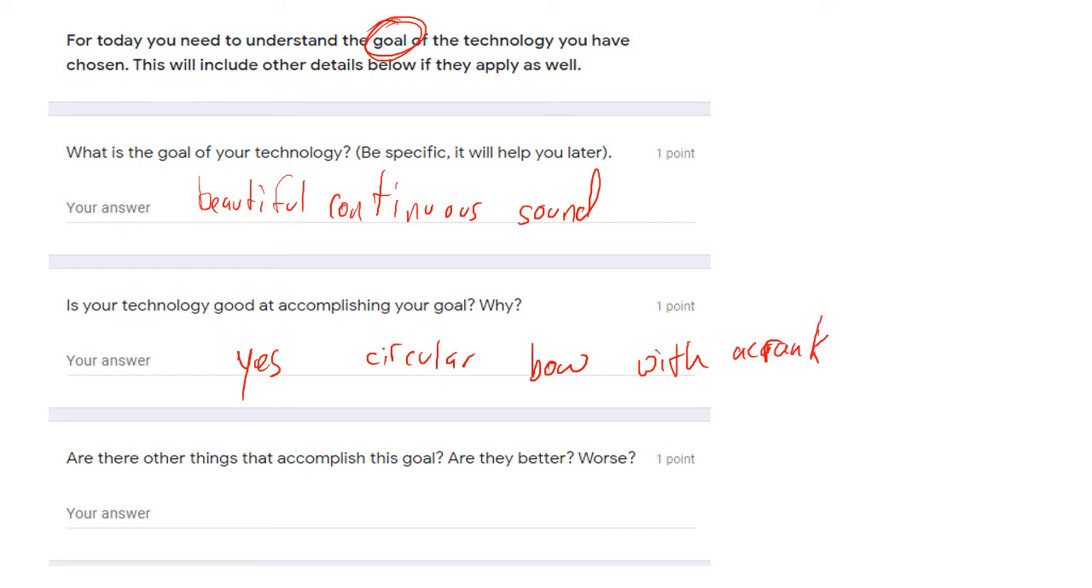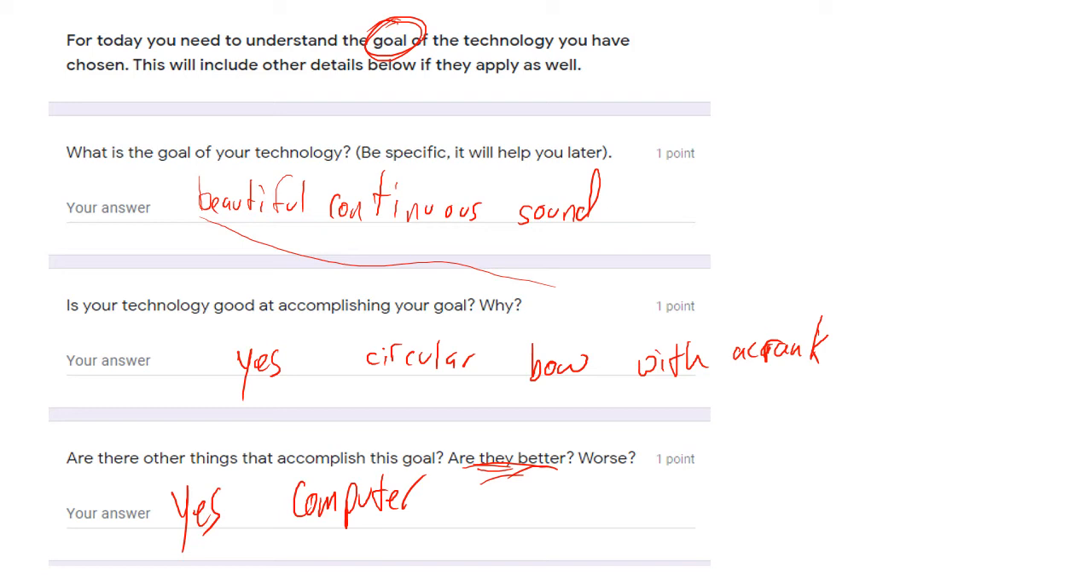Are there other things that accomplish this goal? Yes. What else can make beautiful and continuous sound? Oh, I don't know. A computer. Is it better? Just because you pick something doesn't mean it has to be the best. You could pick something from maybe a long time ago that was in a staging ground for the larger set of technology. Anyways, so was it better?